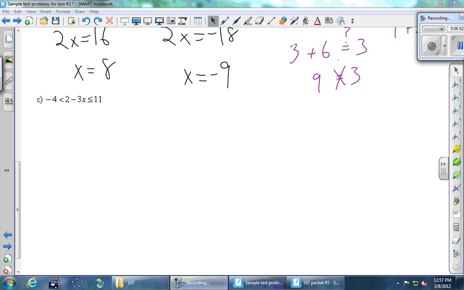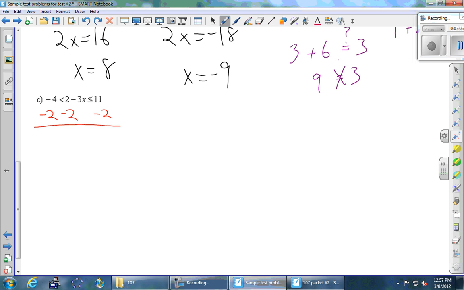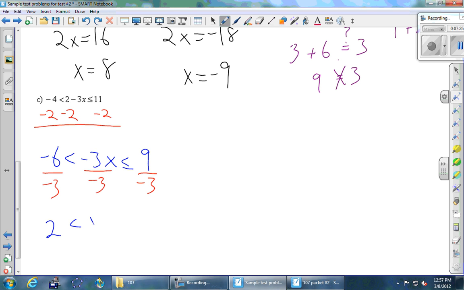Part C, negative 4 is less than 2 minus 3x, which is less than or equal to 11. Okay, the goal is to solve for x. We'll first subtract 2. Usually you say from both sides, but now we have 3 sides per se. So subtract 2 from everybody, we get negative 6, less than negative 3x, less than or equal to 9. Then divide everything by negative 3. And here we get 2, less than x, less than or equal to negative 3.